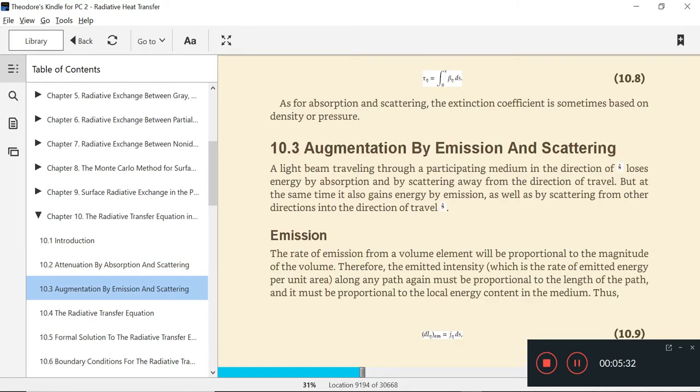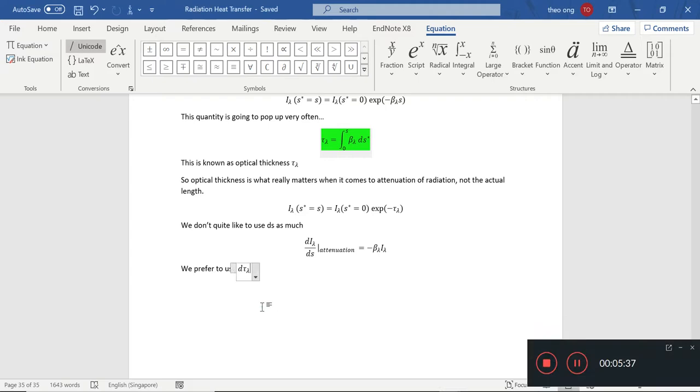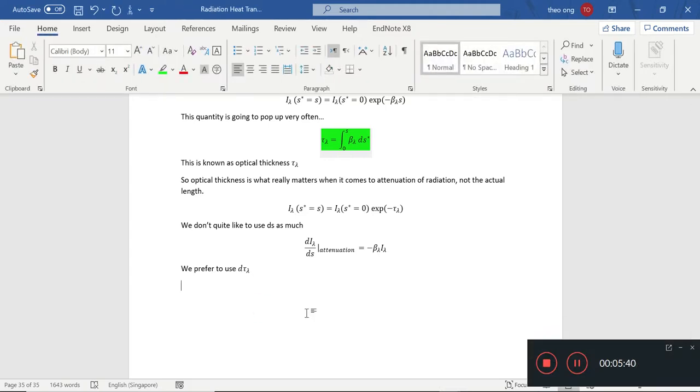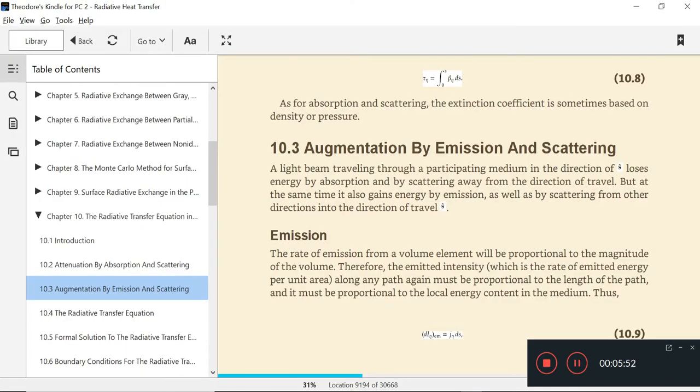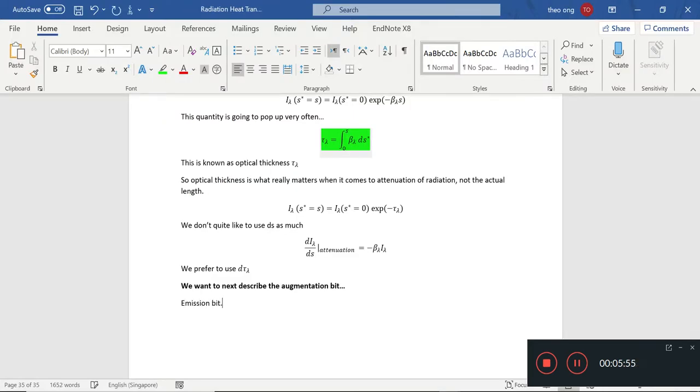So next thing in line is to describe augmentation. Augmentation by emission and scattering. So we want to next describe the augmentation bit. What are the two things with regards to augmentation? That's the emission bit and then the inscattering. So first we need to tackle the emission bit.